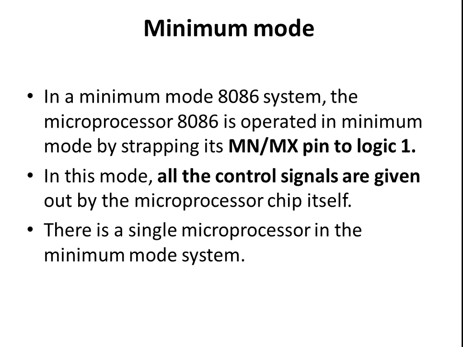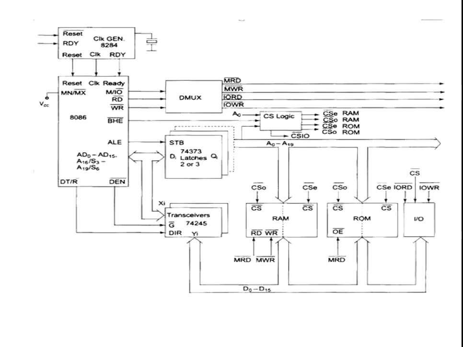Today we can discuss the topic minimum mode and maximum mode of 8086. In minimum mode 8086, the microprocessor 8086 is operated in minimum mode by strapping its MN/MX pin to logic 1. So there is a single processor in the minimum mode system. In this mode, all the control signals are given out by the microprocessor chip itself. So this is the minimum mode in 8086.